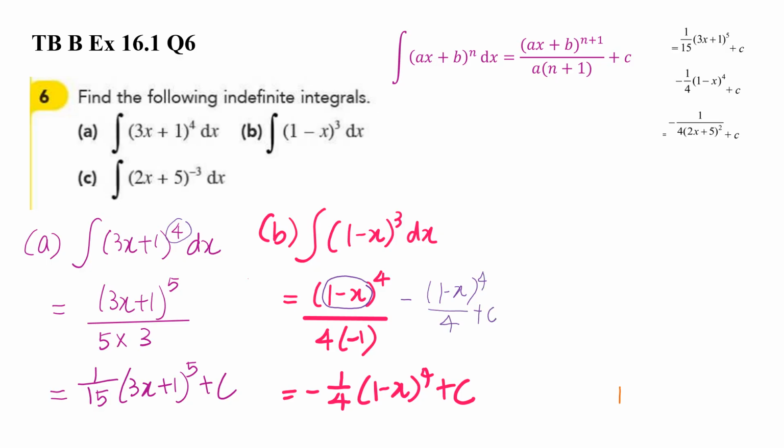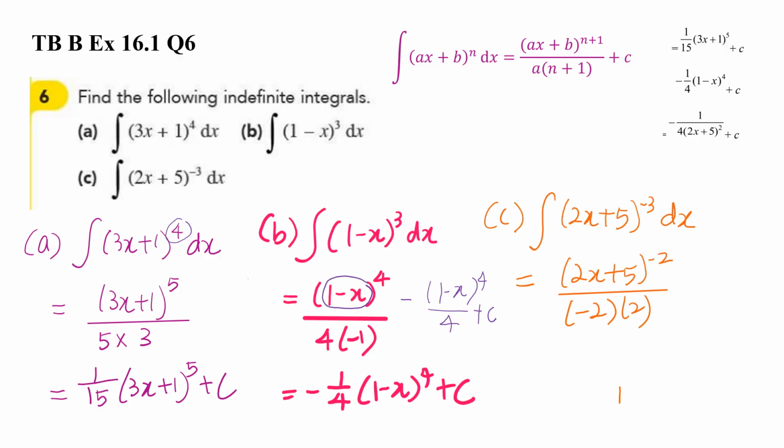Okay, right, let's look at part C. Okay, so negative 3 plus 1 gives you negative 2. Divide by negative 2, differentiate this one, you get 2. You simplify it.